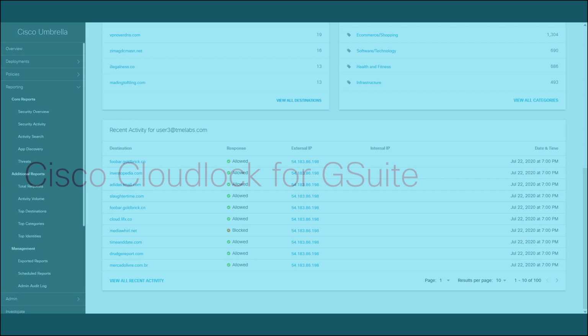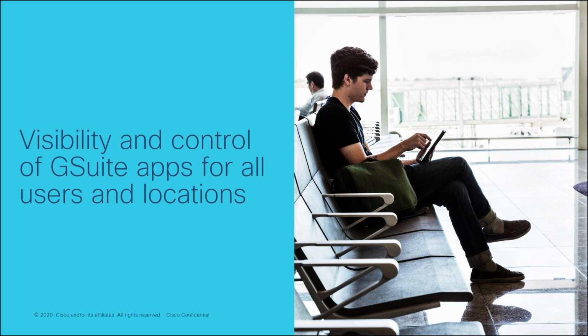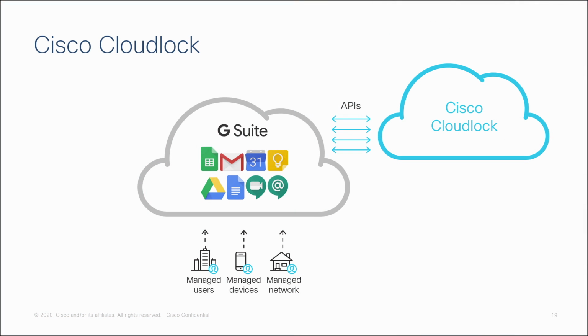The last integration we have to highlight is Cisco Cloud Lock for GSuite. Cloud Lock provides visibility and control of GSuite apps like Google Drive for all users and locations. Cloud Lock provides CASB capabilities as a part of the overall Cisco Cloud Security portfolio. Being 100% API-based provides Cloud Lock the ability to monitor GSuite apps like Google Drive for unmanaged and managed scenarios. Let's take a look at a demo of how to use Cisco Cloud Lock to monitor and enforce controls for Google Drive.